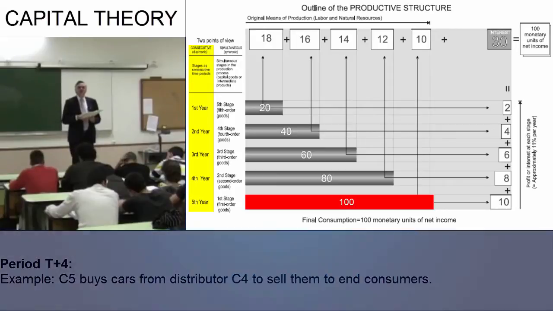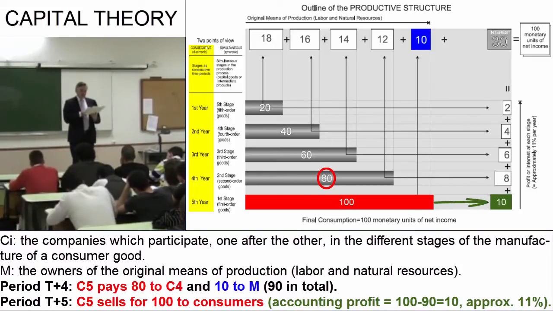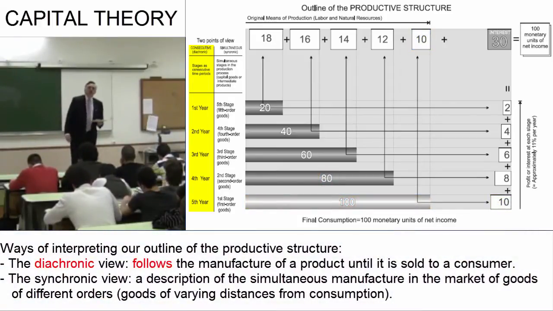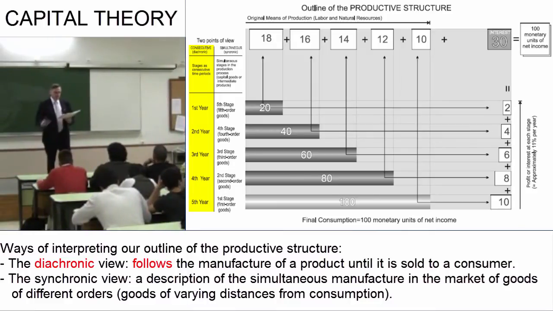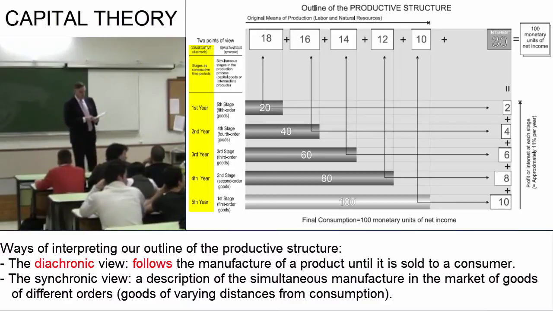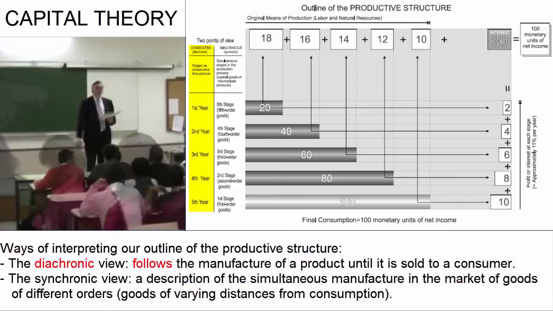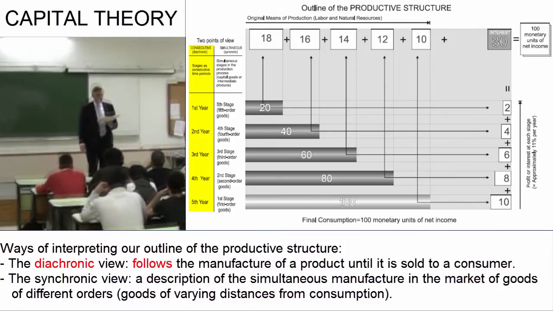Those who sell them to us have incurred costs of 80 units plus the 10 they have paid their workers, so 90 in total, and they make a profit of 10 monetary units. Well, we can conceptualize the productive structure from a diachronic point of view. That is, one stage after another. Hence, from the time the car is designed and the iron ore is extracted, until the car has been produced and is handed over, along with the keys, to the customer, 5 years pass.